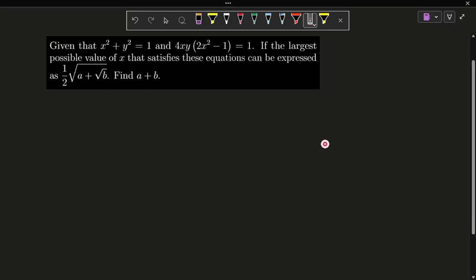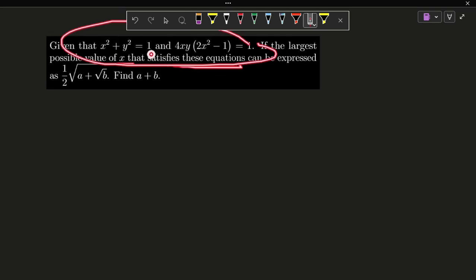Today we are gathered here to solve this problem from algebra, and the problem statement is like this. We have two equations in x and y, and then we have to solve for the largest possible value of x which satisfies these equations, and we can represent this largest possible value in this form, and then we have to compute this sum a plus b.